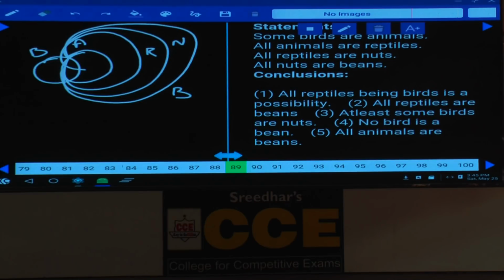Then next one, all reptiles are beans. All reptiles are beans is false, isn't it? As it is false, we have to check whether it is 100% false or not. As of now it is false, so what should we do now? We have to try whether it is 100% false or not. To check that, we have to take a possibility. Hence, all reptiles are beans is a possibility.